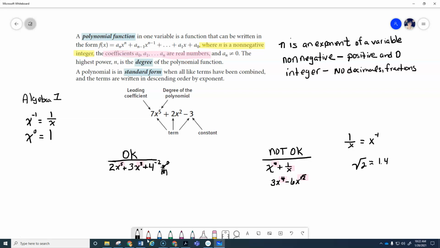This one is okay. If I had this 3x to the 4th minus 6x raised to the square root of 4. Why is that okay? Because we know what the square root of 4 is. The square root of 4 is 2. So even though it may be presented to you with the square root right there, it can be simplified, and the square root of 4 is just really the value of 2. 2 is a non-negative integer, so that one would actually be okay. It's not simplified, and it shouldn't be, we shouldn't stop with it until it's simplified.